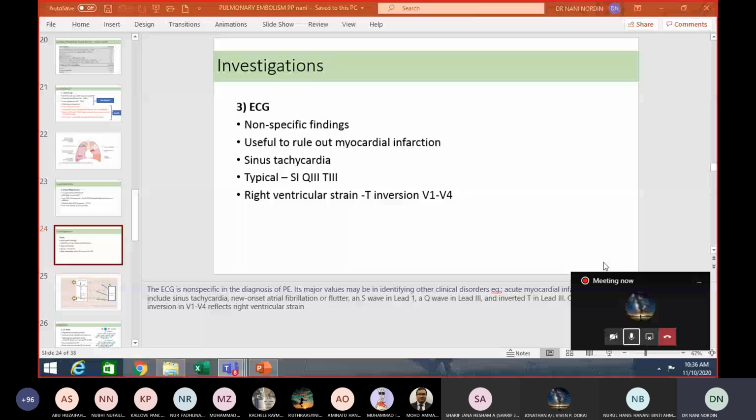Usually ST elevation. You have to at least know how to describe ST elevation and identify it on ECG. Okay, that is something else.